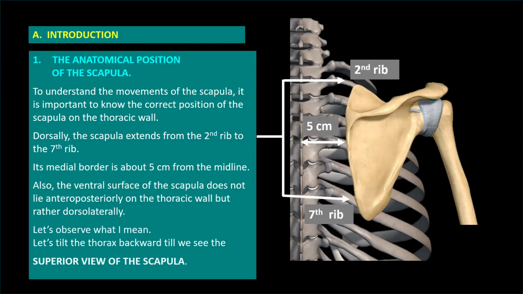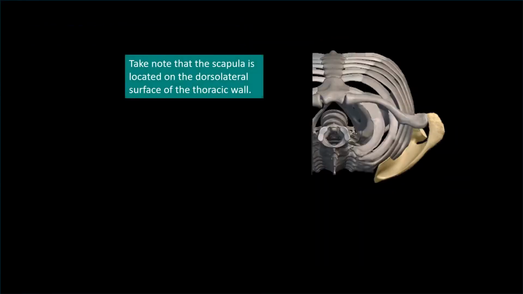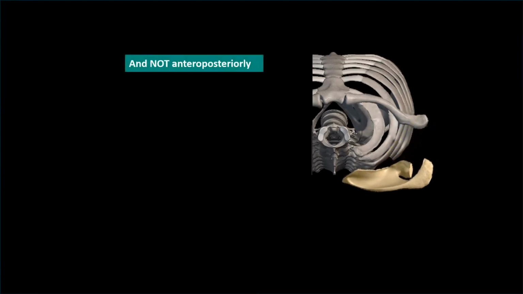Let's observe what I mean. Let's tilt the thorax backward till we see the superior view of the scapula. Take note that the scapula is located on the dorsolateral surface of the thoracic wall and not anteroposteriorly.